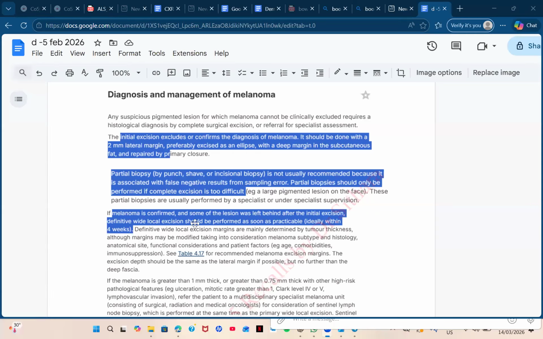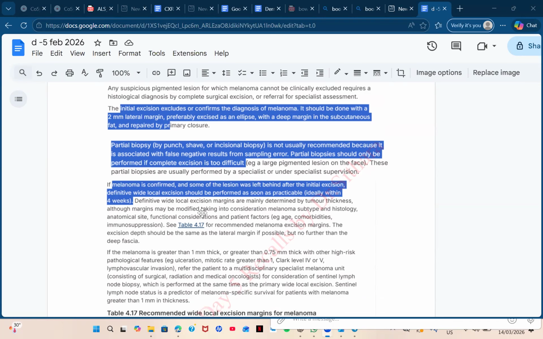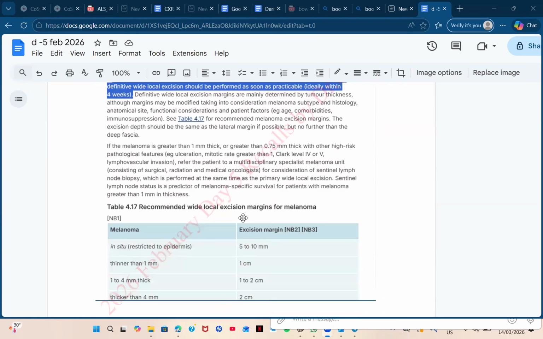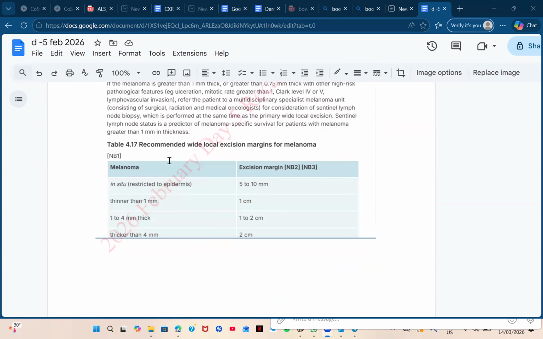After confirming it is melanoma, then you have to do the wide local excision, because this is the treatment. It should be done ideally within 4 weeks. The definitive treatment is wide local excision, and it should be done within 4 weeks, right? And this wide local excision depends on the thickness of the melanoma, right?